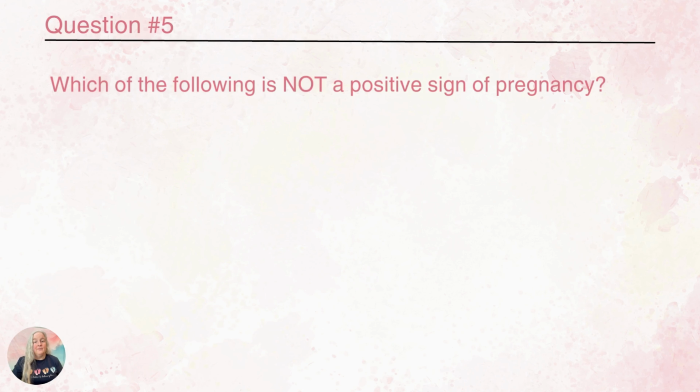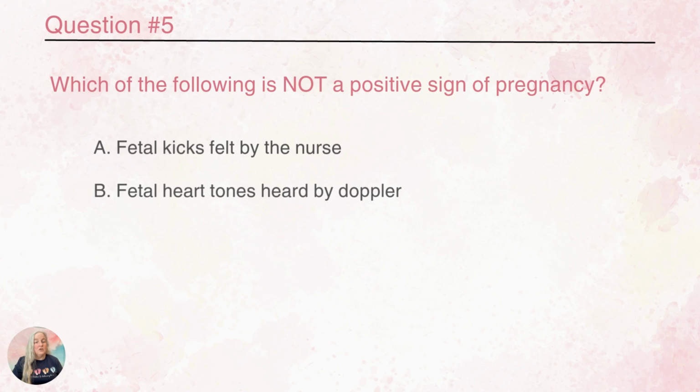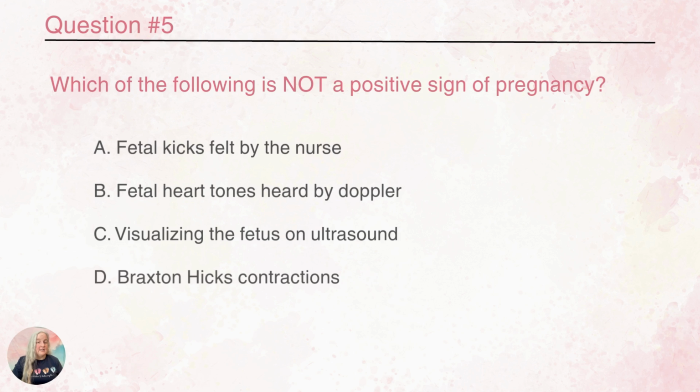Question number 5. Which of the following is not a positive sign of pregnancy? A. Fetal kicks felt by the nurse. B. Fetal heart tones heard by Doppler. C. Visualizing the fetus on ultrasound. Or D. Braxton Hicks contractions. Remember that positive signs of pregnancy have to come from the fetus. So if the nurse can feel fetal kicks, that's positive. If the nurse can hear the heart tones on Doppler, that's positive. And if we can visualize the fetus on ultrasound, that's positive.